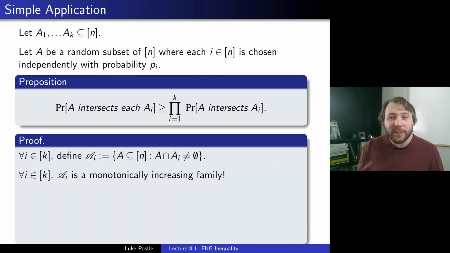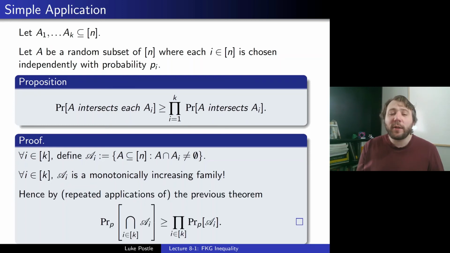And then script A_i is a monotonically increasing family, right? If I add in more elements, then I'm still intersecting. And then what does that give us? Well, you'd repeatedly apply the previous theorem to show that the probability in script P, which is this weighted measure from the proposition, of the intersection of all these families is at least the product of their probabilities, which is the proposition as claimed.